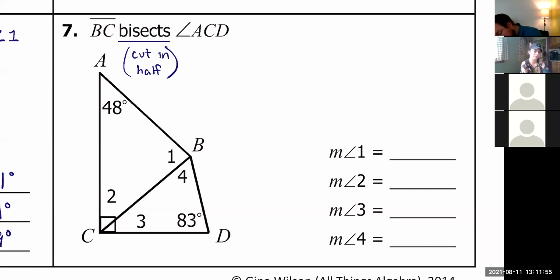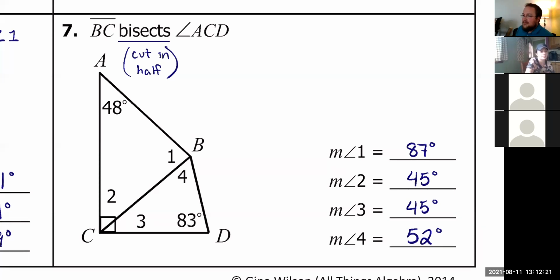I will also give you the answers. 87 degrees for angle 1, 45 degrees for angle 2, 45 degrees for angle 3. Well, there's the bisecting part. You cut 90 in half, you get 2 45s. And then angle 4 is 52 degrees. Guess that secret didn't last very long. My bad. But again, if you're watching this video, you pause, try it out, work through that diagram. It's a really neat exercise to work through a picture like that.